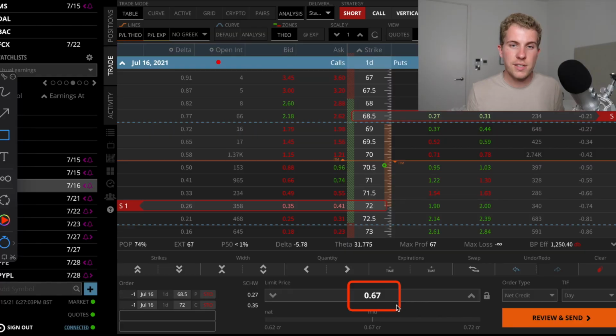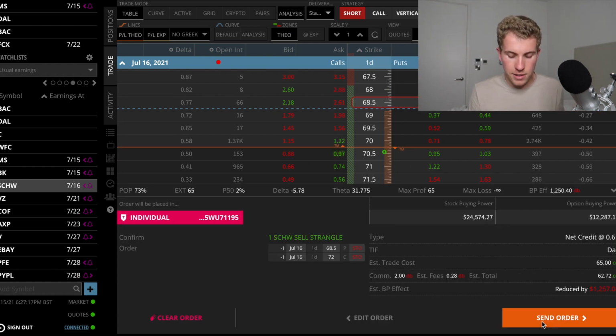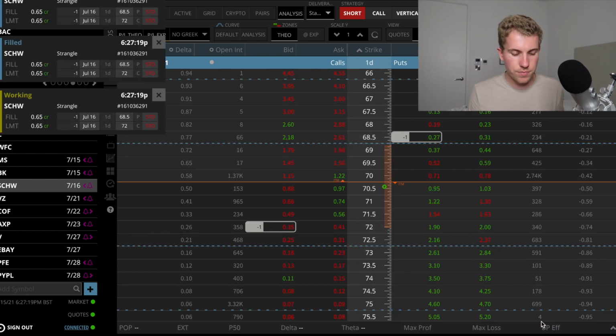And so as I said, I'm going to fill in that order, and I'm going to see if I can actually be filled at 65 cents of credit received. I just want to get filled. So I've chosen the 26 delta on the call side and the 21 delta on the put side. And let's see if it gets filled.